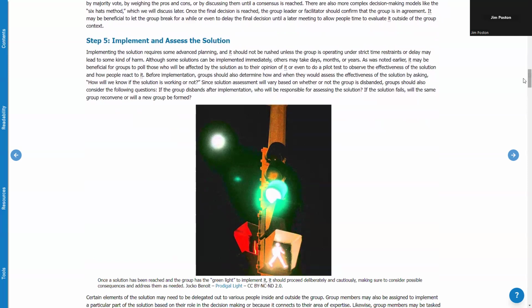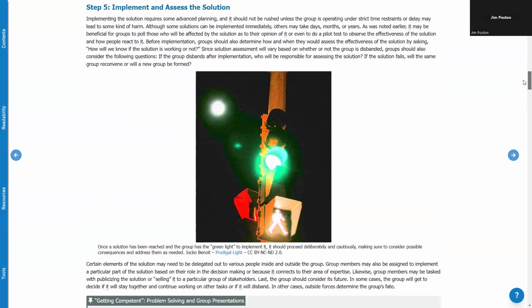Heading, Step 5, implement and assess the solution. Implementing the solution requires some advanced planning, and it should not be rushed unless the group is operating under strict time restraints, or delay may lead to some kind of harm. Although some solutions can be implemented immediately, others may take days, months, or years.